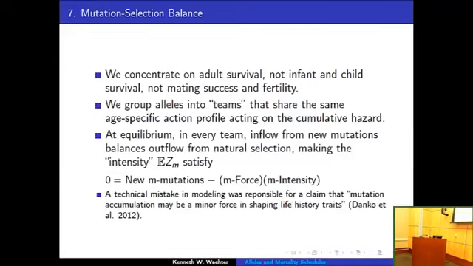Now, in the small print on the slide, there's something I need to mention, because many of you may have seen claims coming out of the Rostock Institute asserting that mutation accumulation, this is a quote from the title of the Donko paper that I reference on the slide, "mutation accumulation may just be a minor force in shaping life history traits." I'm afraid in that paper, and the paper citing it, that claim came from a technical mistake.